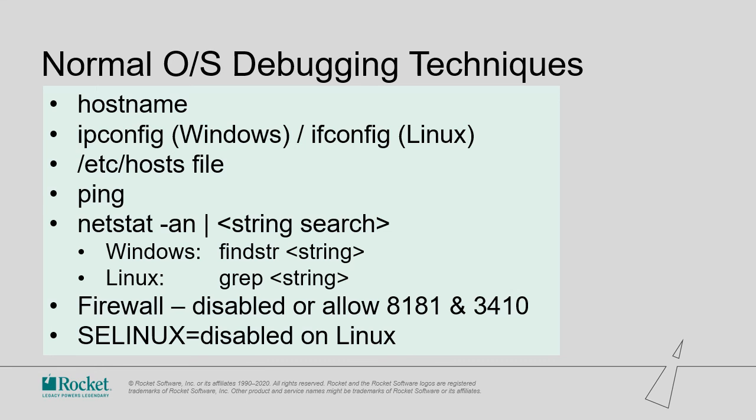Firewall. Check to make sure the firewall is turned off or at least allowing traffic on TCP ports 8181 and 3410 and maybe 9000 while you're at it, although you should have caught 9000 when setting up MVSP. On Linux systems, check the etc selinux config file to make sure that selinux is set to disabled, not permissive or enforcing. If it's not, change it to disabled and reboot Linux.